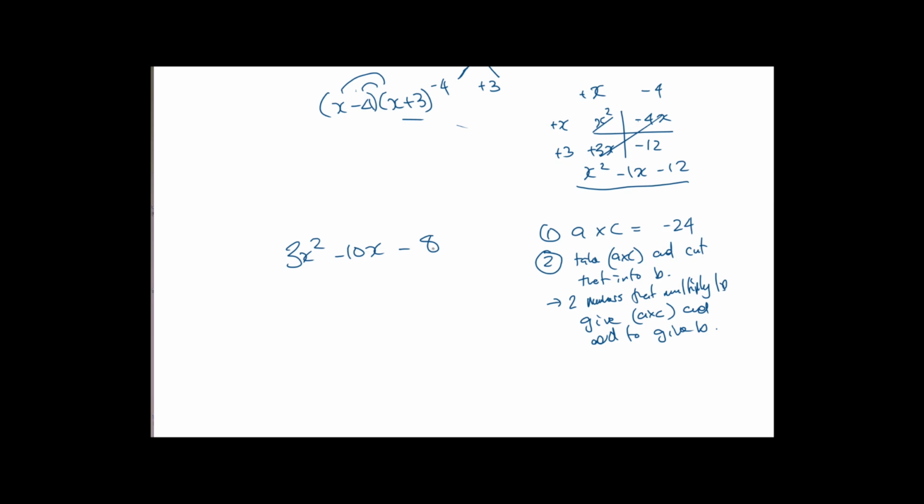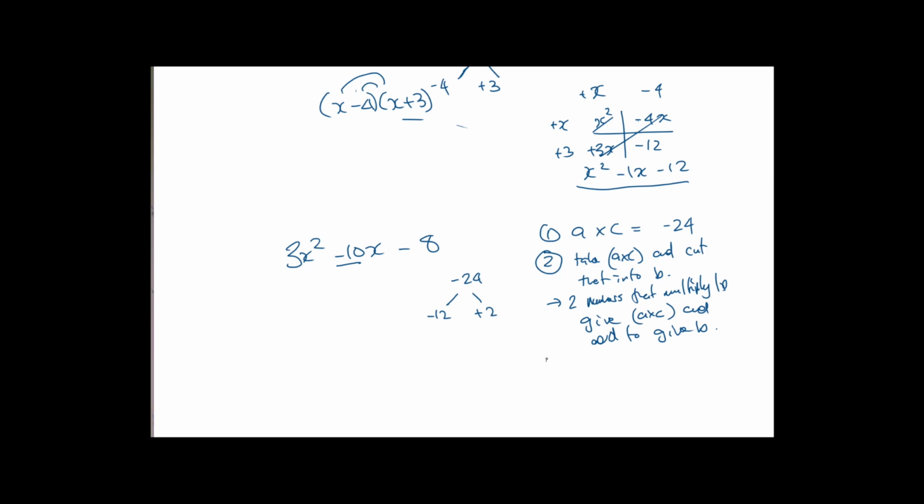So 3 times negative 8 is negative 24. We want two numbers that multiply to give us not negative 8, but negative 24, and add to give us negative 10. So it's going to be negative 12 and positive 2. There's a trap here: you could think it's negative 6 and 4, but that multiplied together would give us positive 24. So it's negative 12 and positive 2.